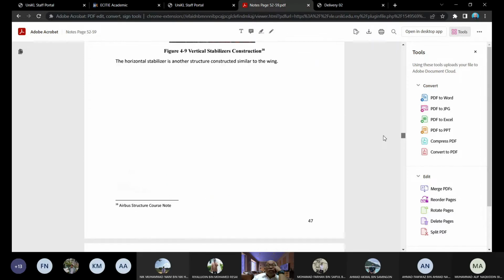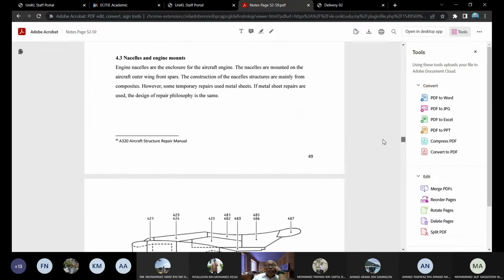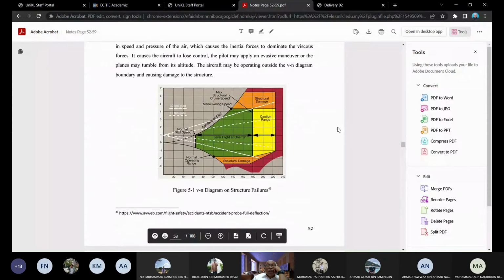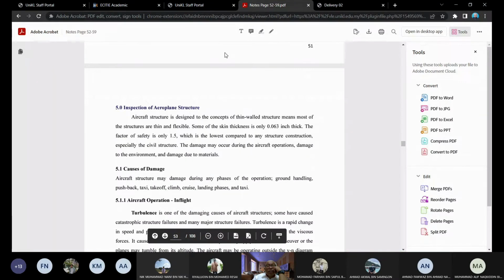The good thing about this, as I go through this document, later on you can download and read, or you already downloaded and just go and read. Okay, we'll talk about the inspection of aeroplane structure.